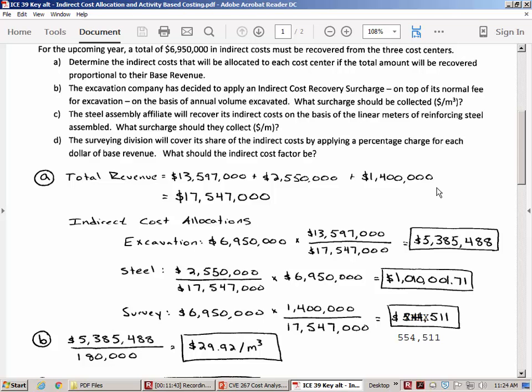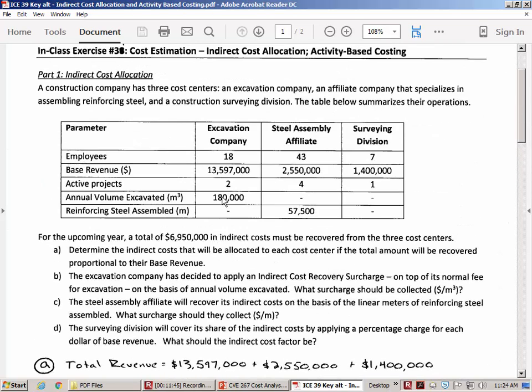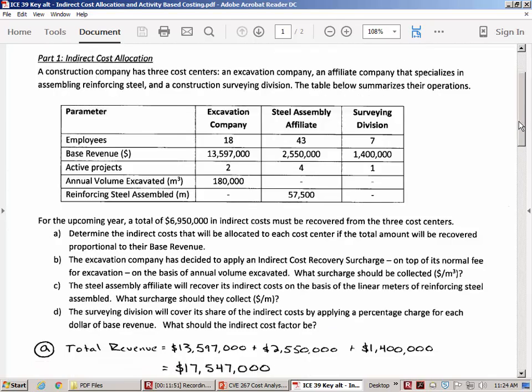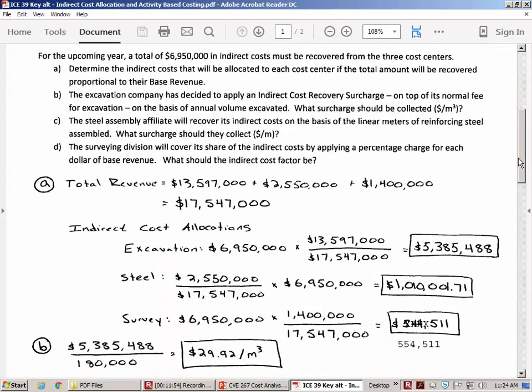And so if we go back up to the table, you can see that that company is excavating 180,000 cubic meters each year. And so they know they have to pay 5.3 million on the basis of 180,000 cubic meters. And so that's dollars per cubic meter. And so that's what we end up with here, the 29.92, that's how many dollars per cubic meter.